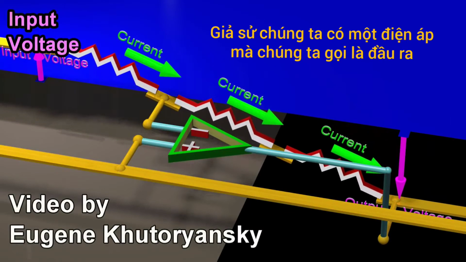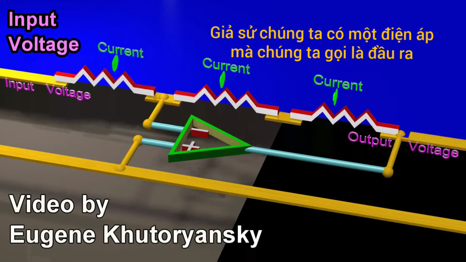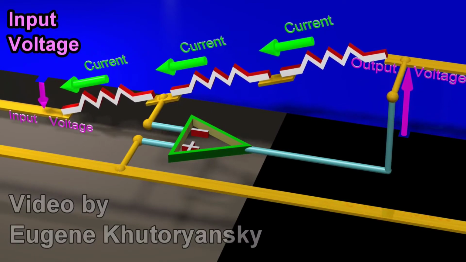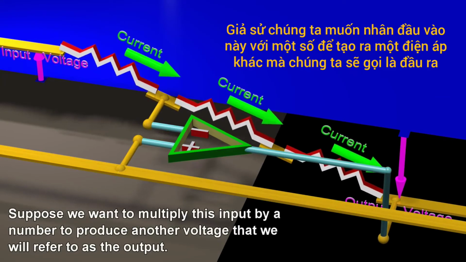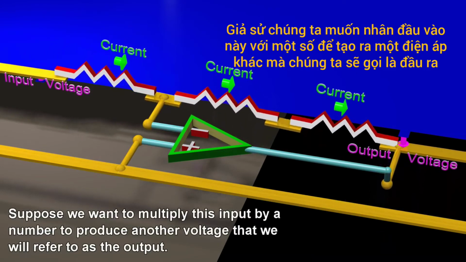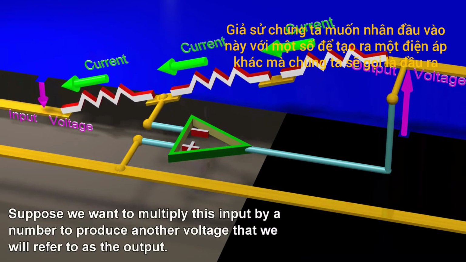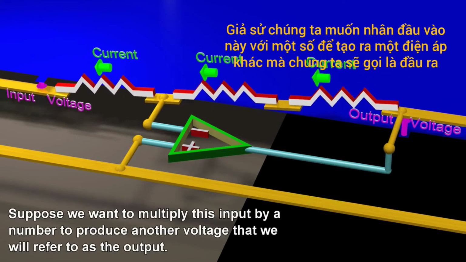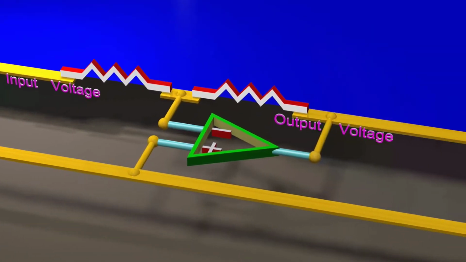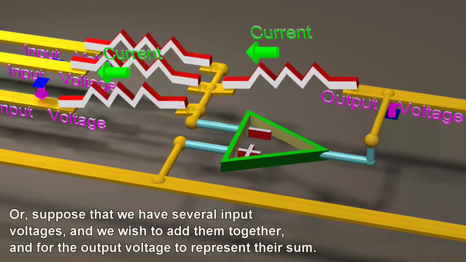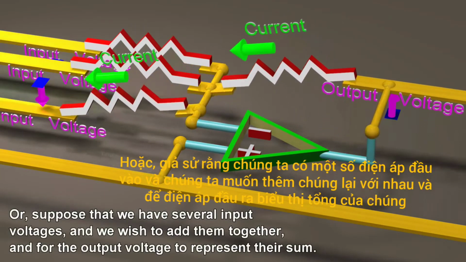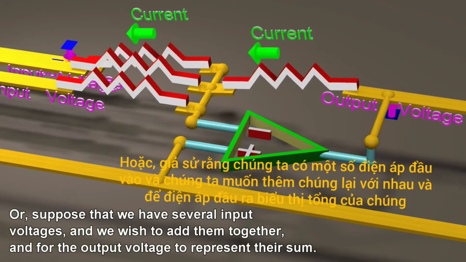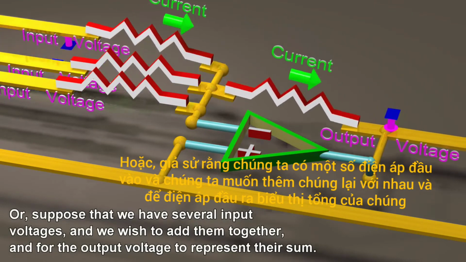Suppose we have a voltage that we refer to as the input. Suppose we want to multiply this input by a number to produce another voltage that we'll refer to as the output. Or, suppose that we have several input voltages, and we wish to add them together, and we want the output voltage to represent their sum.